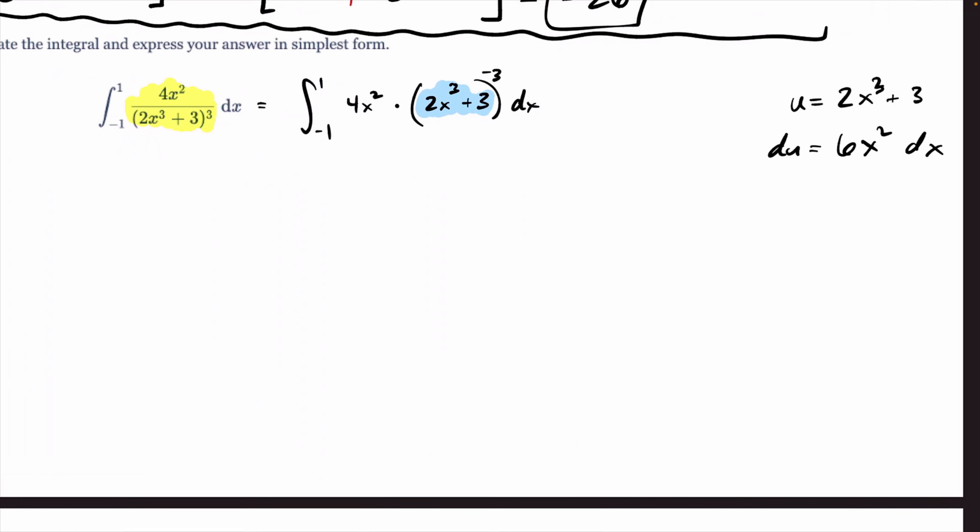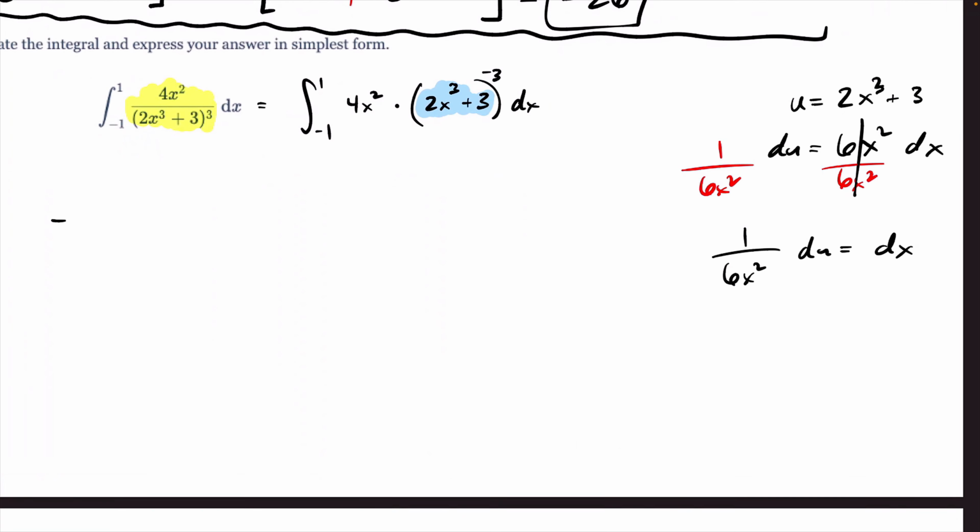I don't worry about the coefficient, I'm worried about the function, the variable part, right? x squared and x squared, they're going to cancel each other out. That's what I want. So I'm going to do that. Divide by 6x squared. 1 over 6x squared du equals dx.